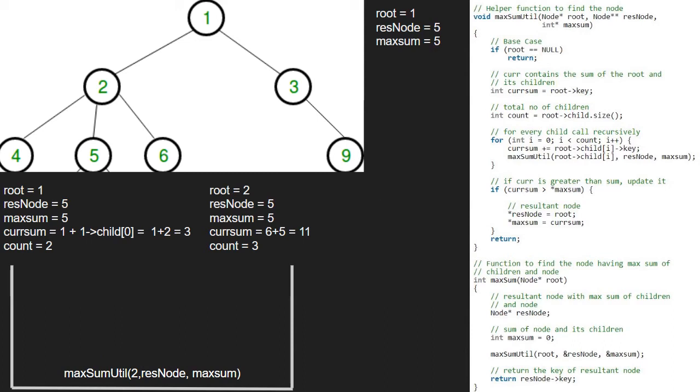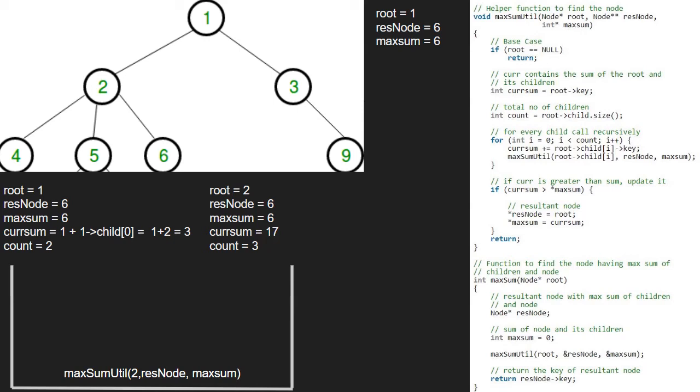Now we update cur sum to cur sum plus 6 and pass the next child of 2, that is 6. So root will point to 6. Cur sum will be 6 and count will be 0 as 6 does not have any children. As count is 0, we don't enter the for loop and check if cur sum is greater than max sum. As it is true, we set rest node to root and max sum to cur sum. We return to the previous call.